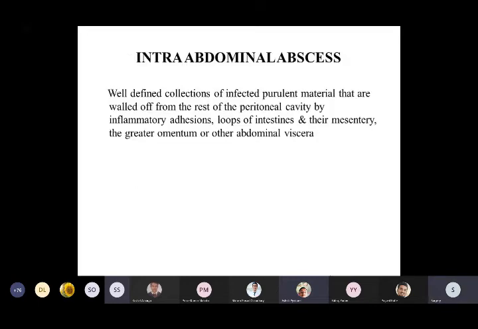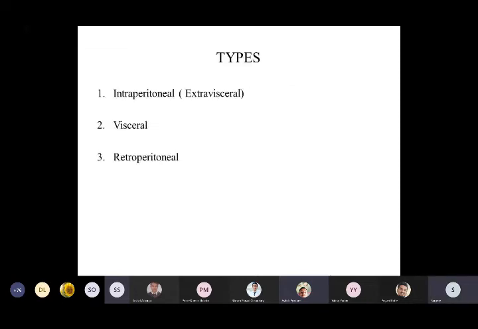Let's talk about the intra-abdominal abscess. It is a well-defined collection of infected purulent material that is walled off from the rest of the peritoneal cavity by inflammatory adhesions, loops of intestine and their mesentery, the greater omentum, or other abdominal viscera. The types are intraperitoneal, that is extra visceral, and retroperitoneal. Visceral, we'll talk about in the next class.